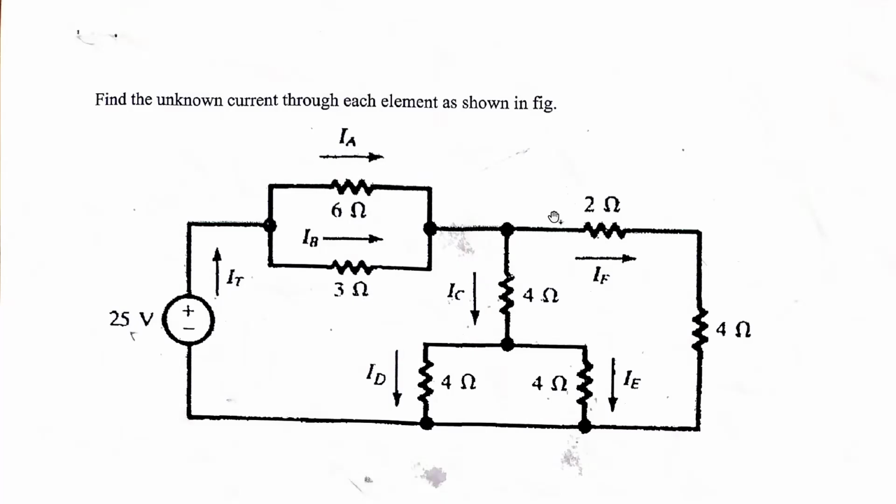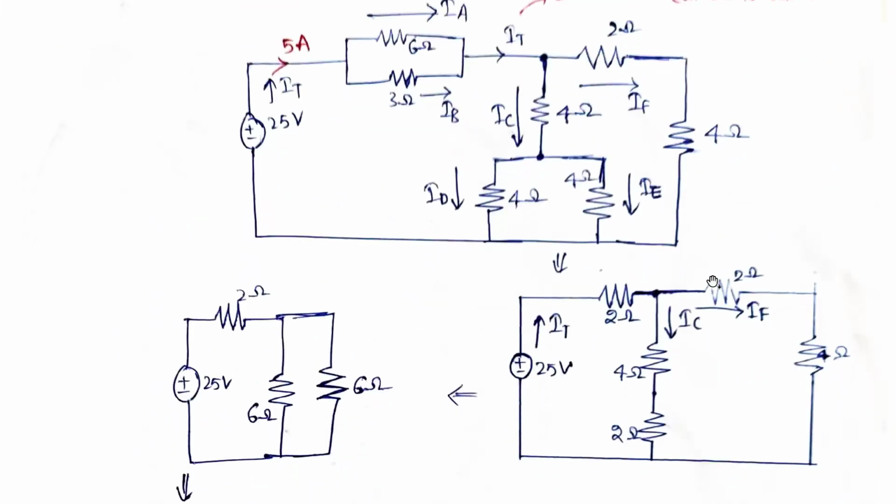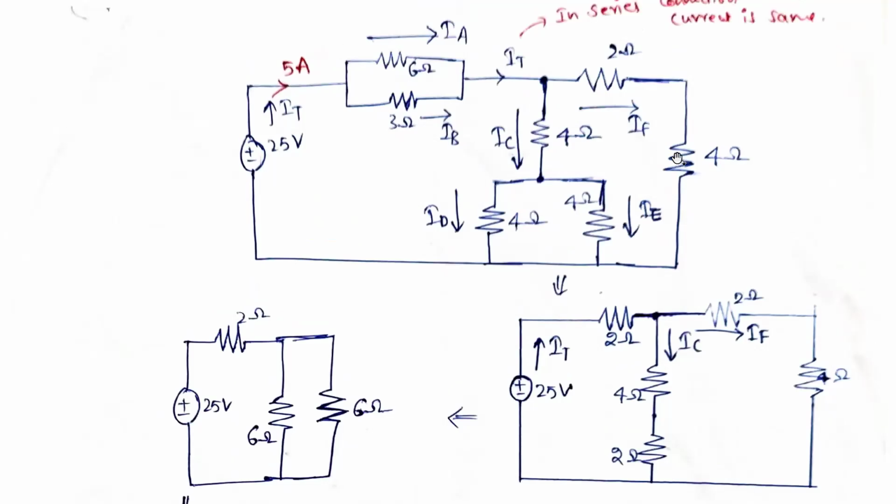So for that, first we need to reduce the circuit. This is the circuit. This is IT, IA, IB, IC, IF, and here ID and IE. Now we are further reducing the circuit. Here 2 ohms and 4 ohms are in parallel, and this 4 ohms and 4 ohms are in parallel. So we are reducing that to 2 ohms, because for the same resistance in parallel, it is 4 divided by 2. So we are converting it into 2 ohms.